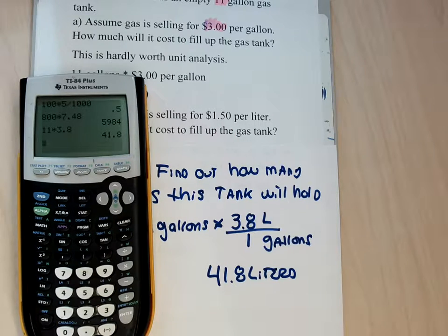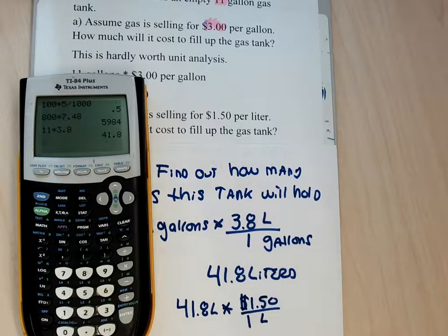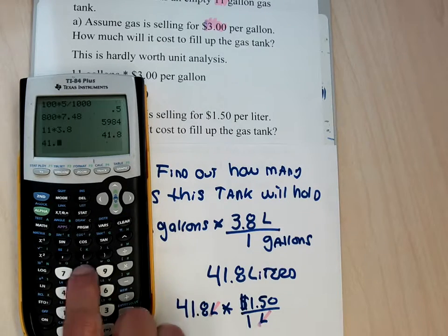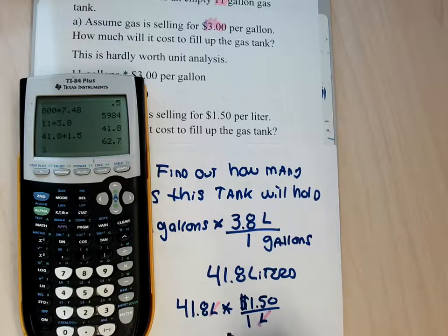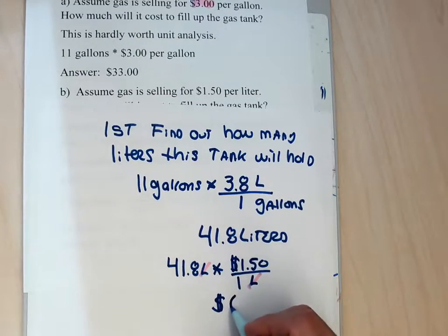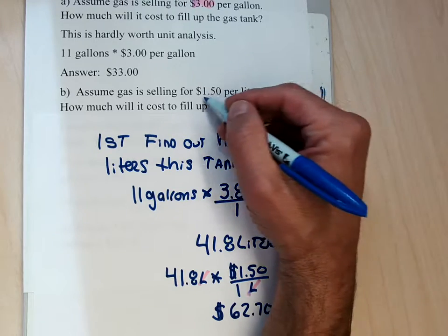If gas is selling at $1.50 per liter, I could just multiply to get that, or I could do something fancy. I can say 41.8 liters times $1.50 for 1 liter. I could cancel out the liters and be left with the dollars, but ultimately I just need to take the number of liters times $1.50 per liter, and I'm going to get the cost is $62.70 to fill up this tank if it's $1.50 per liter.